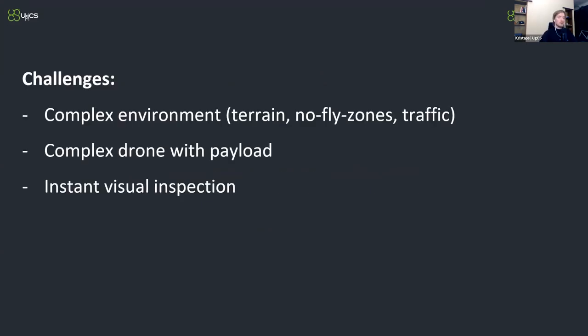The most common challenges in these scenarios are, firstly, a quite complex environment. This might include the terrain, especially when flying near mountains or in places where no terrain elevation data is available. Also, when flying in places with no-fly zones, such as near military objects or airports, and traffic might also be a problem, especially in more urban scenarios.